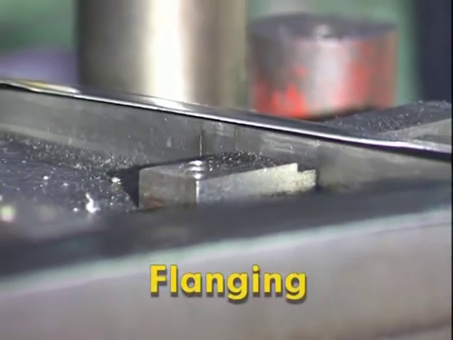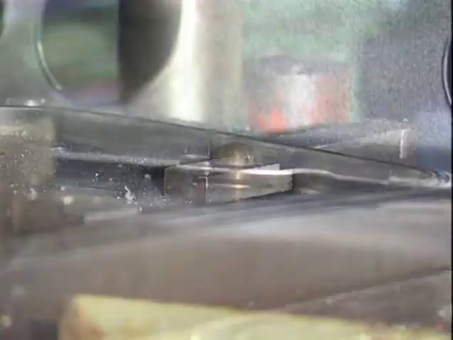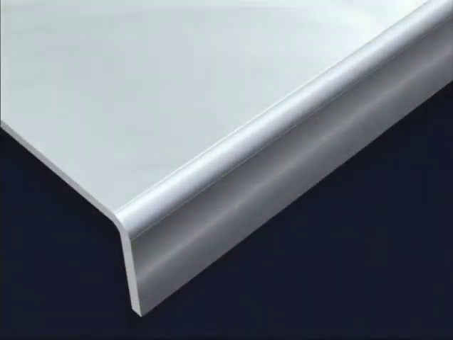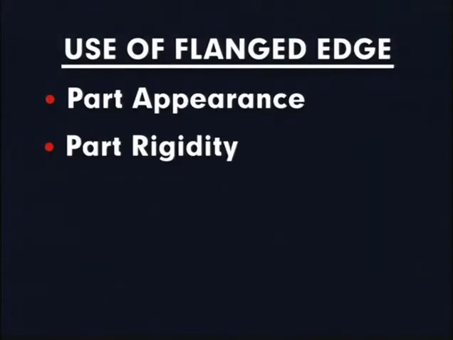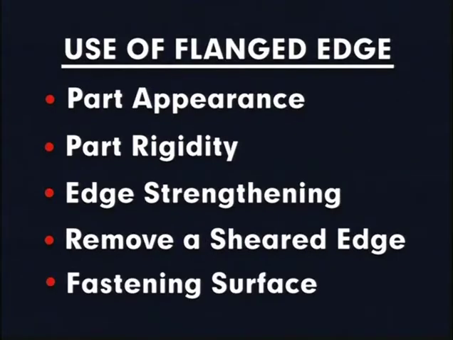Flanging is a forming operation similar to bending, except that the flanged edge is shorter and narrower compared to the overall part size. A flange can be bent down along a straight or curved line and is used for appearance, rigidity, edge strengthening, removing a sheared edge, and to provide an accurately positioned fastening surface.